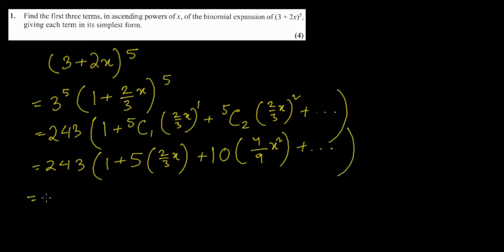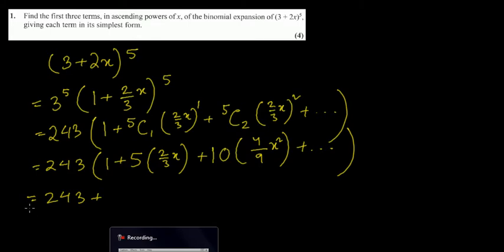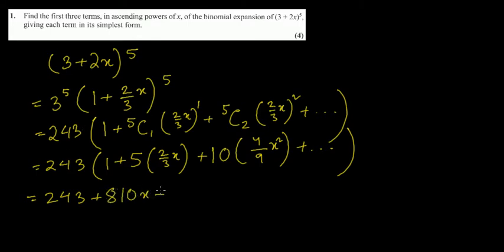Now if you multiply this, it is going to be 243 into 1 is 243, plus 243 into 5 into 2 by 3. Now if you use the calculator, this would be 810x plus this would be 1080x squared plus dot dot dot. So if you multiply this and do the calculation, this would be the answer.